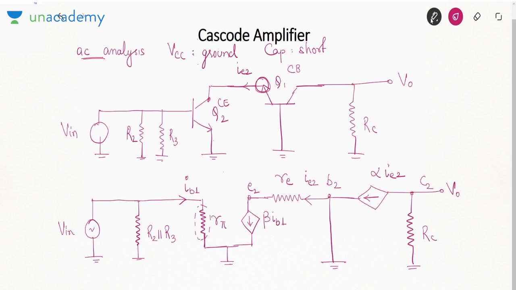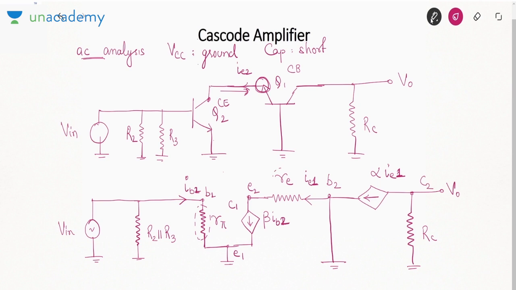So let me again tell you how I have drawn this model. First I have drawn the model of this common emitter amplifier. So this is the base terminal. Sorry, this is the emitter terminal, and this is the collector terminal. Now for Q2, suppose I call this IB2, because transistor naming is like this, IE1. Then beta IB2. Now see, the collector of Q2 is connected to the emitter of Q1.